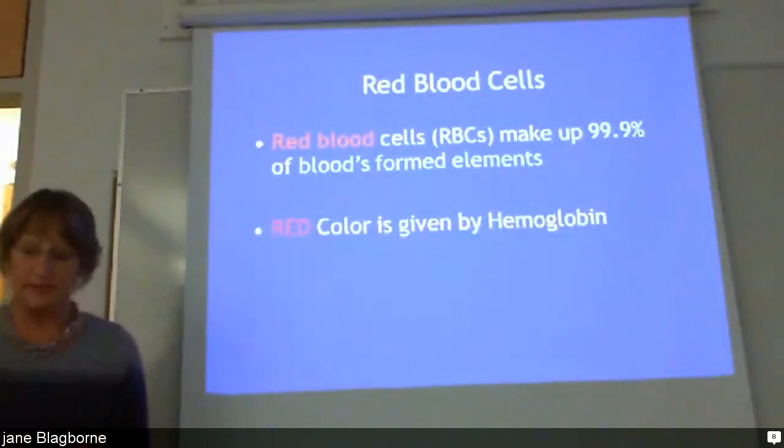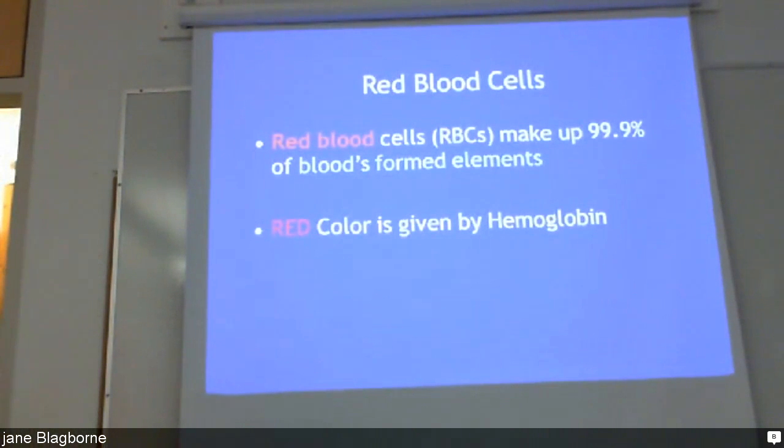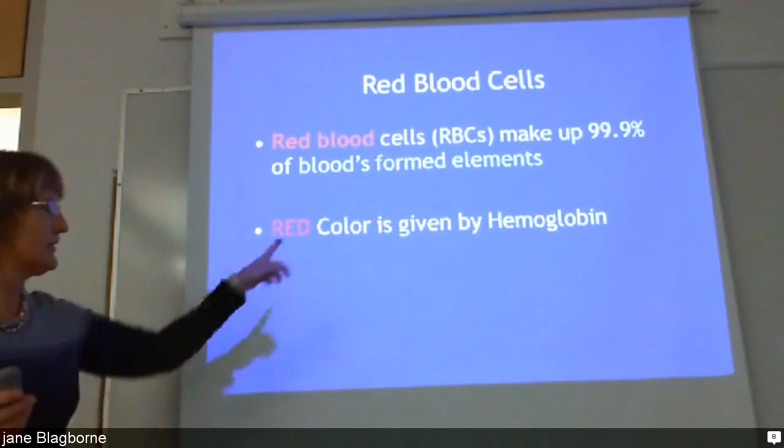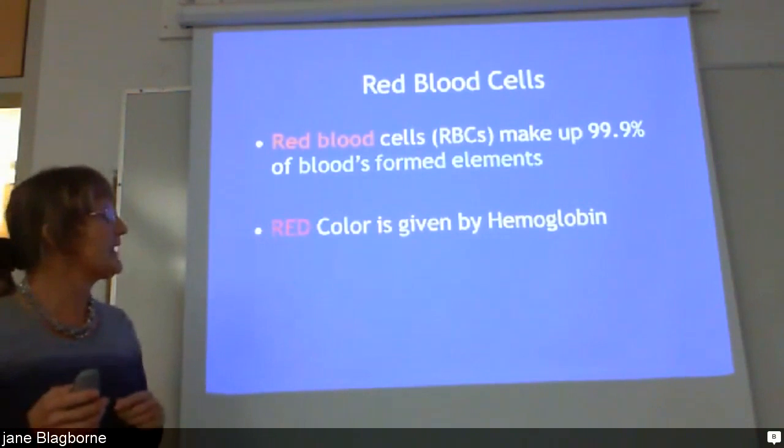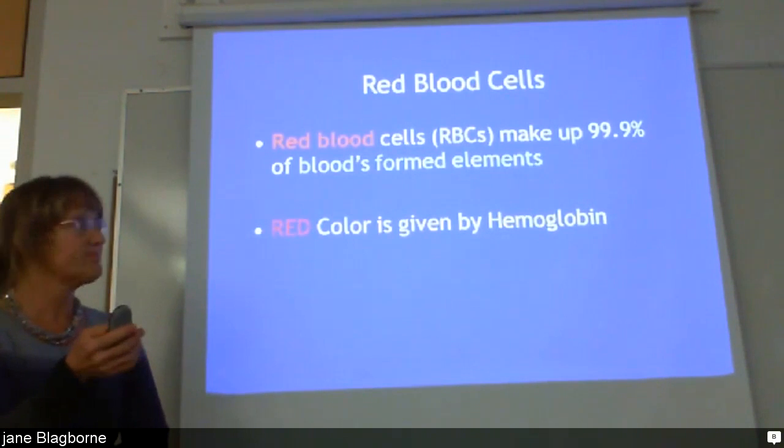We're going to talk about the red blood cells now, which are probably the most important part of the blood system. So, as I say, 99.9% of the blood's formed elements are red cells. And they are red, but unusual. And we'll talk about why they're red in a few minutes. Red color is given by hemoglobin. Let's write that down.